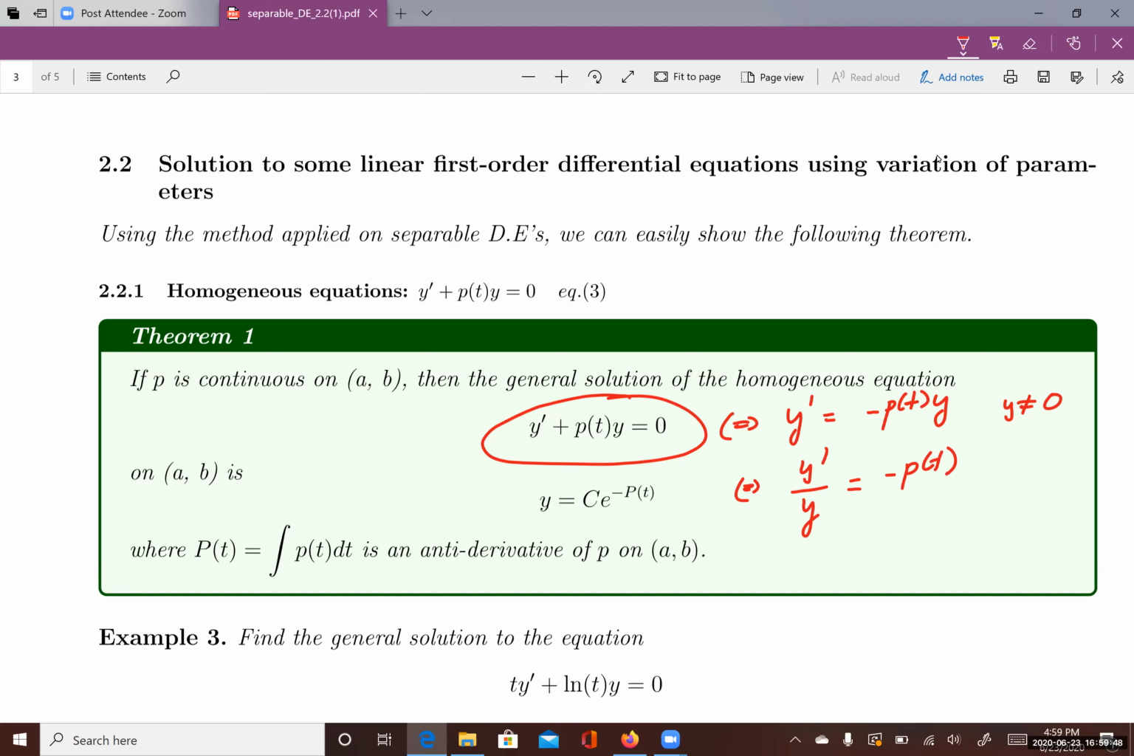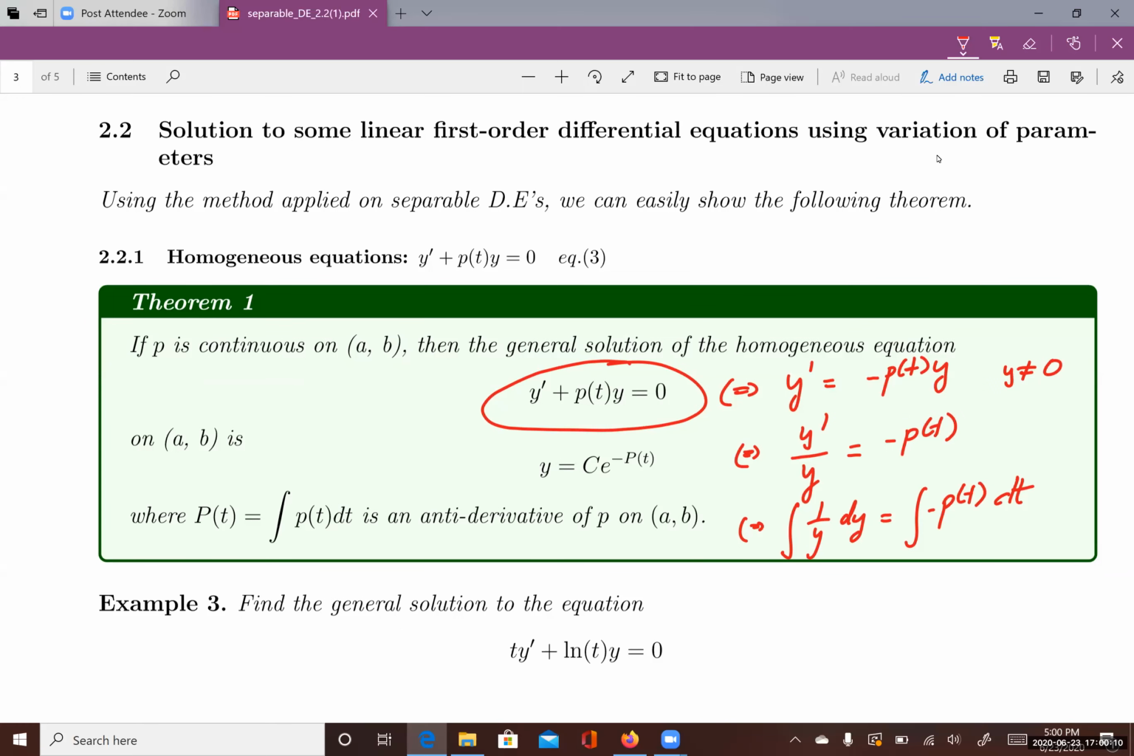Okay, so then you can have the integral of 1 over y dy equals the integral of negative p of t dt. Then eventually you can solve for y, and y will be in this form.